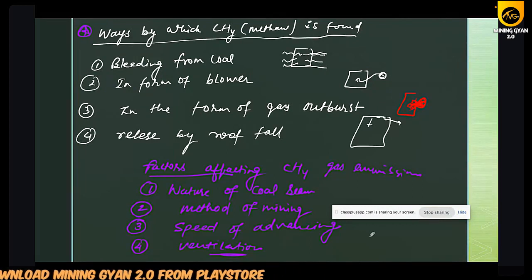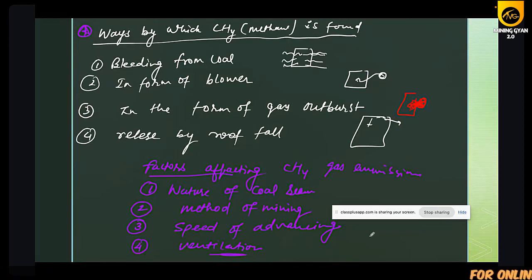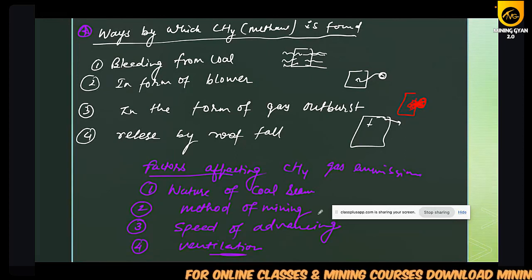Which method you are using in the mines also matters. There are a lot of methods in the mines, such as longwall and board and pillar. So which method you are using, it also depends. Or the speed of advancing, that means how fast you are extracting your coal, also affects your methane concentration. The fourth factor is ventilation. If the ventilation is proper or not proper, it depends.